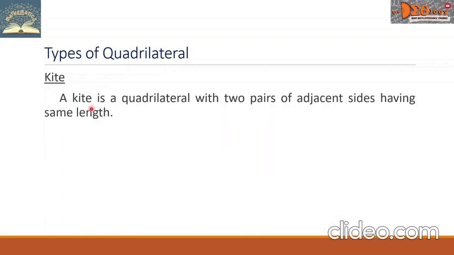Then we have kite. A kite is a quadrilateral with 2 pairs of adjacent sides having the same length. This is a picture of a kite.